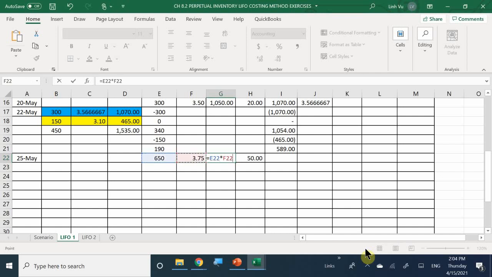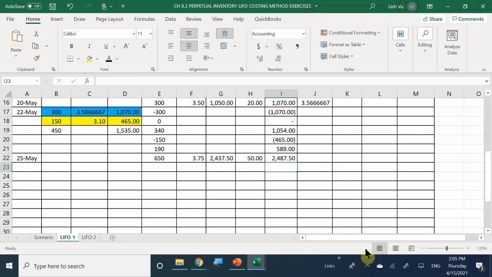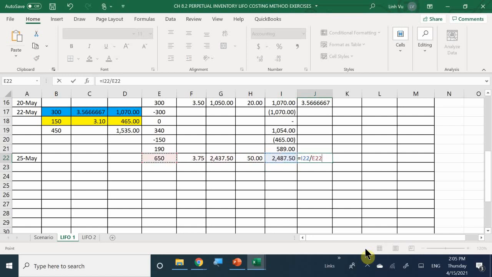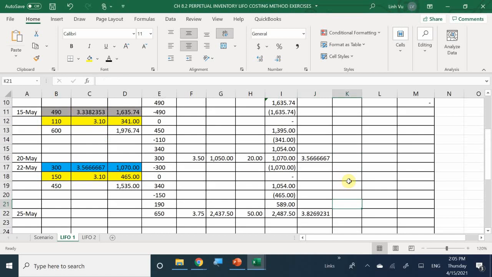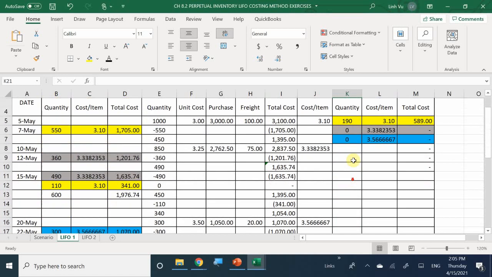$2,437.50. We're going to take 650 times the 3.75, which is 2,437.50. We're going to add our 50 to get our total cost of $2,487.50. Last but not least, we're going to take my $2,487.50 and divide it by my 650 to get me a cost per unit of 3.82692. Okay, so let's expand that out so you guys know. Ugly number. Yes, ugly numbers.